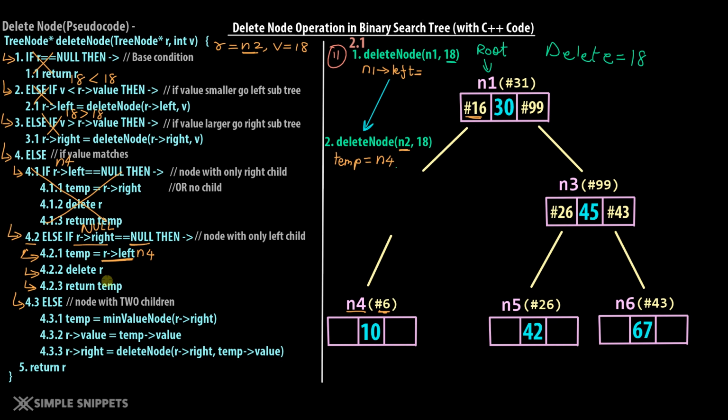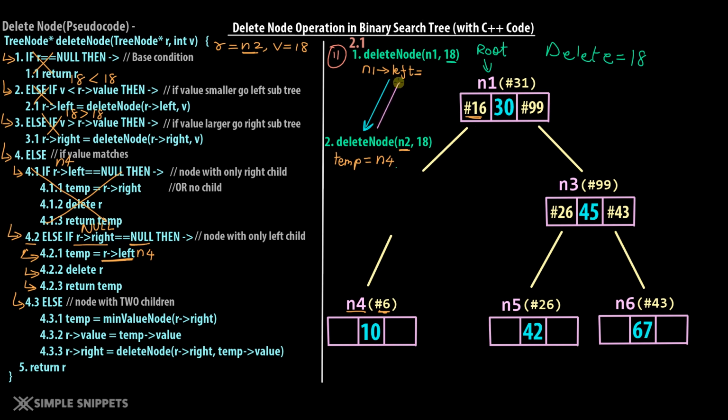We say return temp. Temp we just said is n4, which was the left of n2's value. That is there inside this temp. We will say return temp. Now when we say return temp, this temp which is holding the address of n4 will now be returned to the calling function. Now who called this second delete node? It was called by the first delete node.